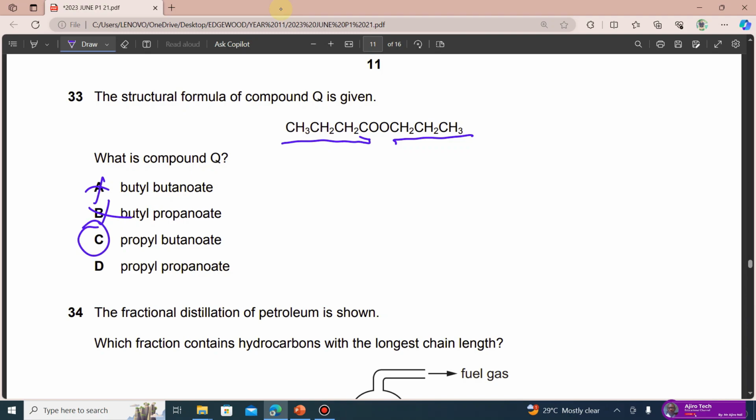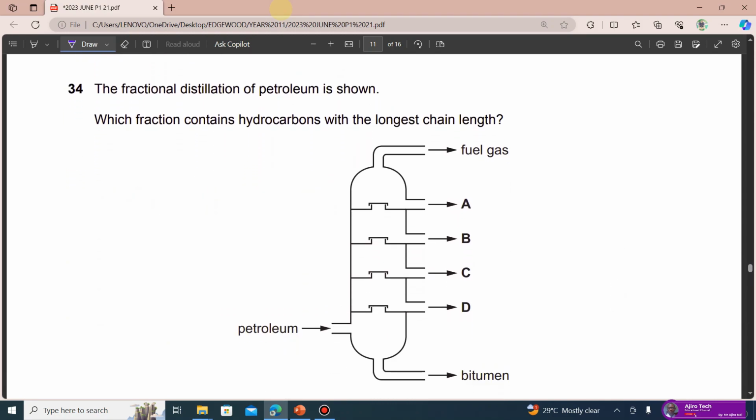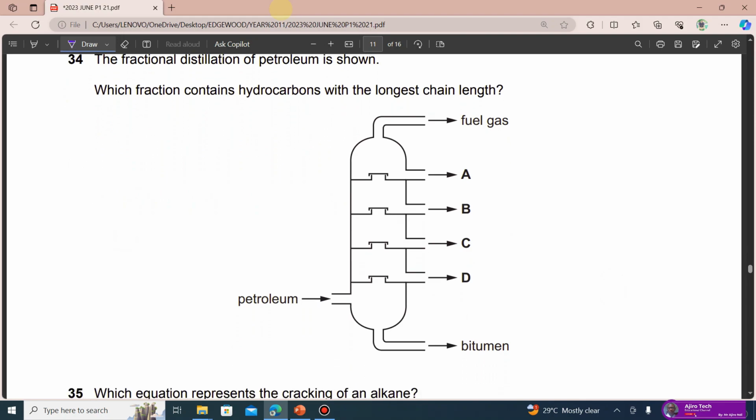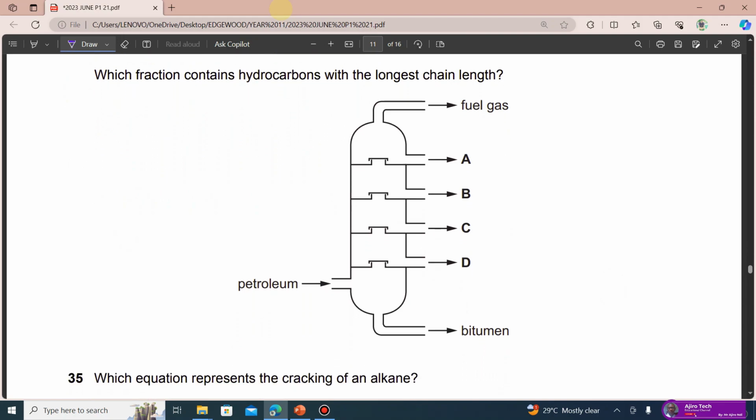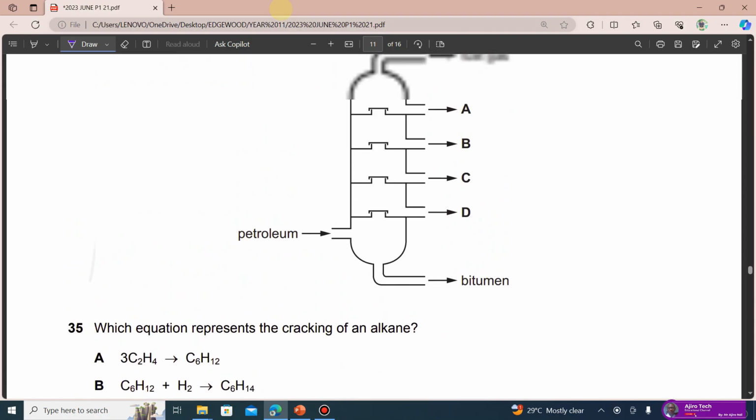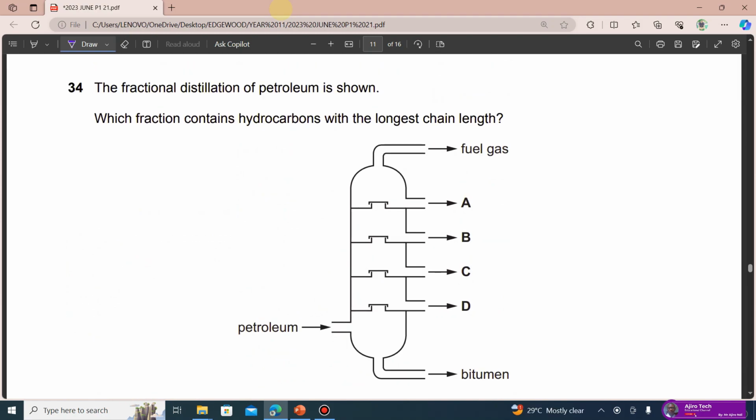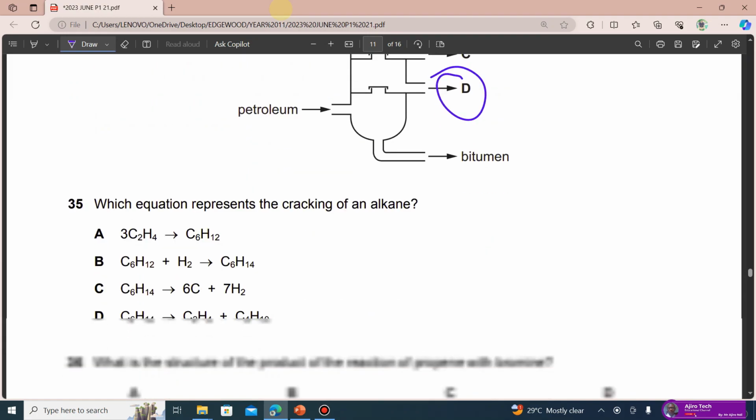Propyl butanoate. The fractional distillation of petroleum is shown. Which fraction contains hydrocarbon with the longest chain length? Now, the one with the longest chain length will take a higher temperature for you to obtain. So the one with the longest chain length will have a higher temperature, and therefore it will come out below the fractionating chamber. So the answer here is simply the one at the lowest, which is D, because it takes a higher temperature to get to this point.